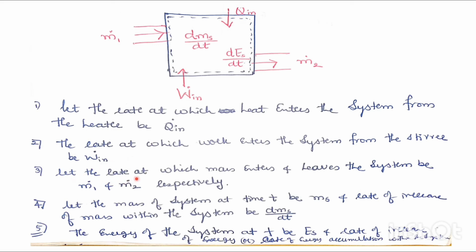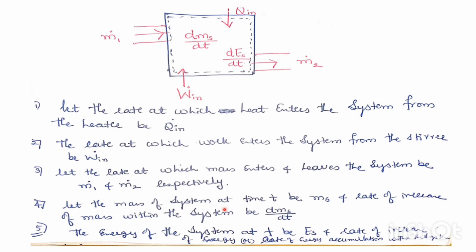Now let the rate at which mass enters and mass leaves the system be m1 dot and m2 dot respectively. That is mass flow rate entering the system. Over dot indicates per unit time. So rate of mass flow is indicated by m1 dot. M1 dot indicates mass entering the system. M2 dot indicates mass leaving the system.